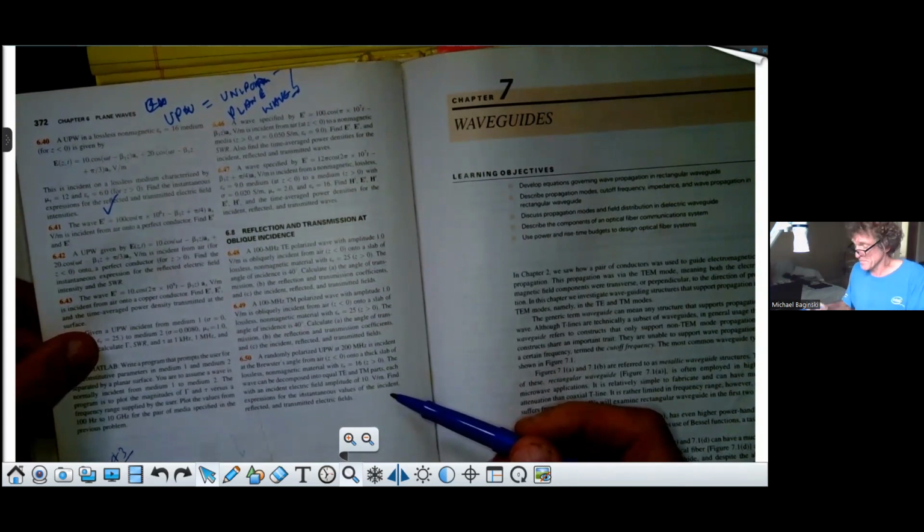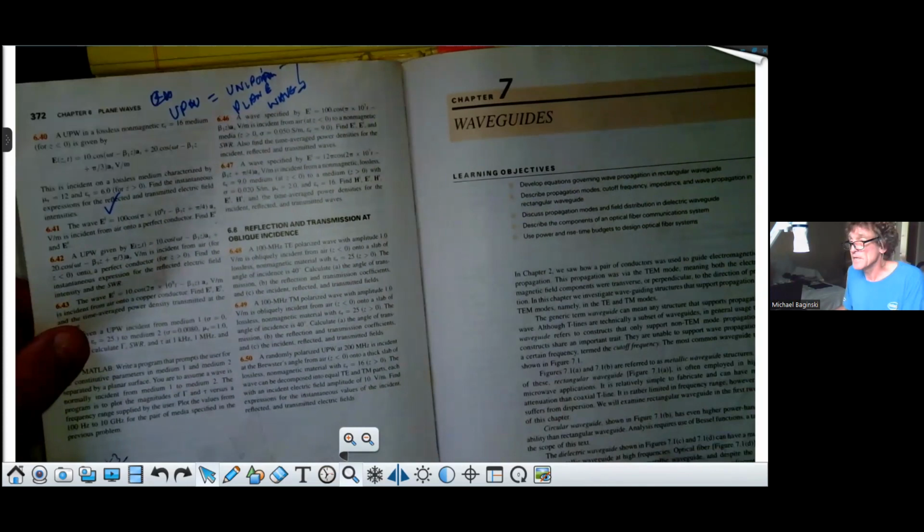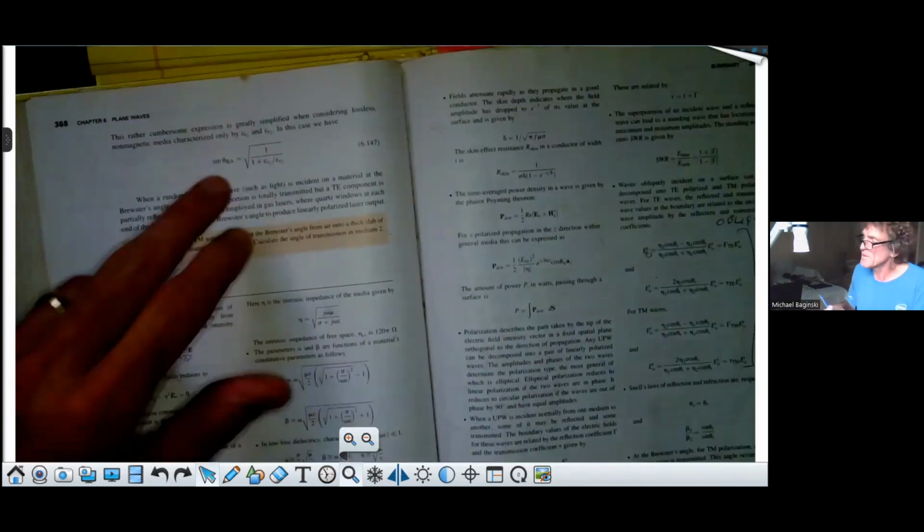Now, here's the deal. That angle right there, the Brewster angle, is the angle in the first medium at which the wave is going to strike it with respect to the normal.